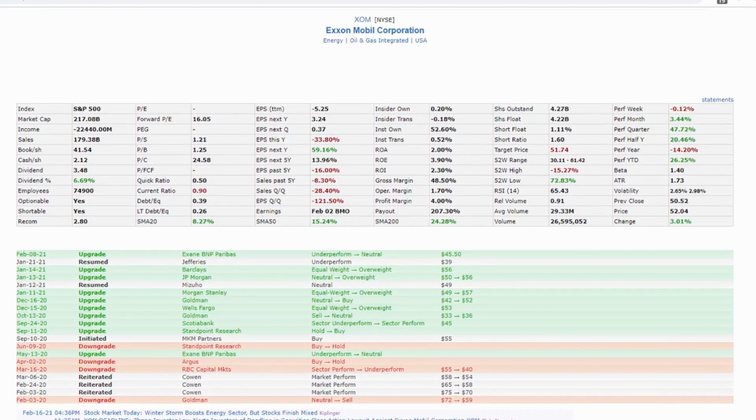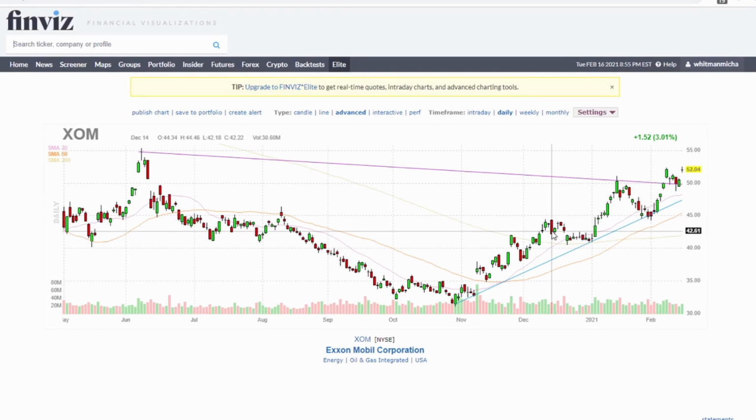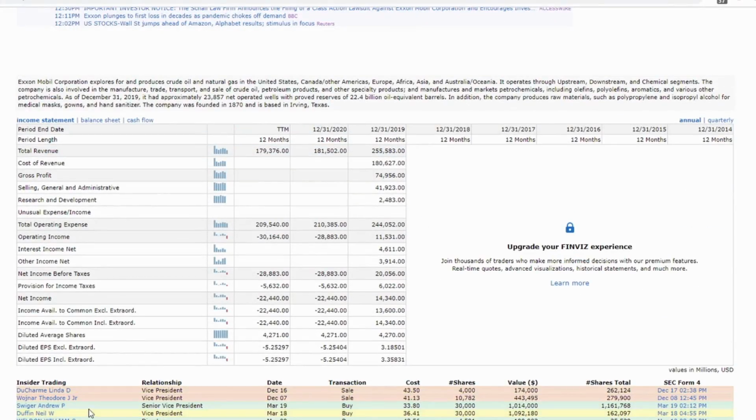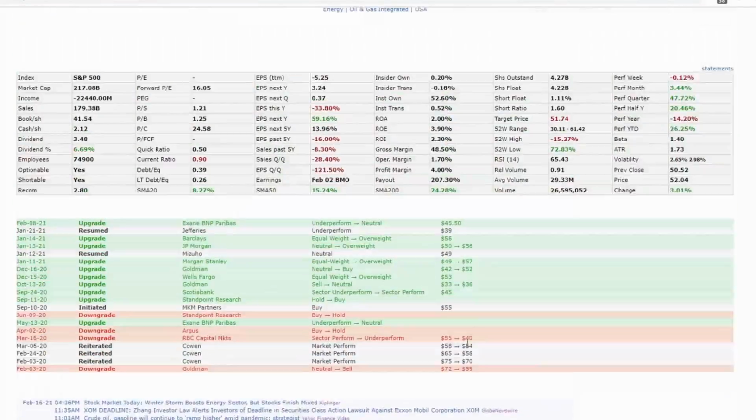And you can see towards the end of last year and the beginning of this year, a whole bunch of upgrades. But by then, guys, let's see, it was already popping. So they were just proving that, hey, we think it's going to go up in the future when it was already going up. So, you go down, you can see a few insider trading activities.